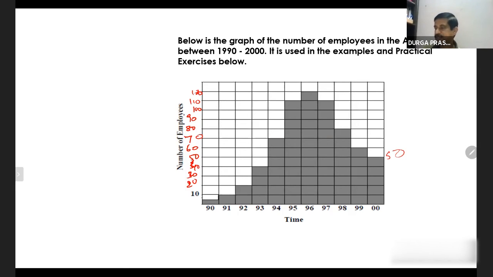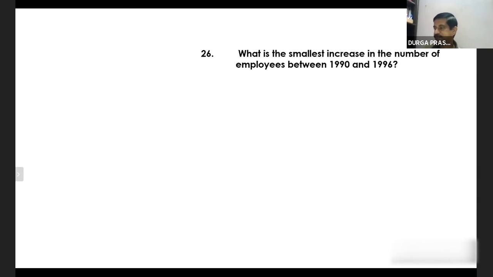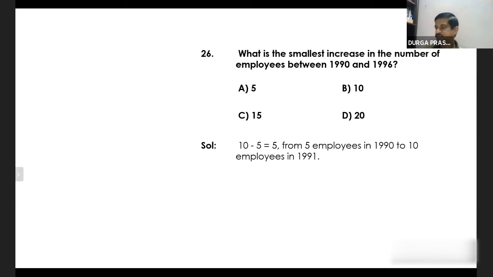So let us see what he's talking about. The smallest increase in the number is what? In 1990, there were 5 employees. From there, it increased to 10 in 1991. So the smallest increase is 5, between 1990 and 1991. So the option is A. Please note it fast. Good.